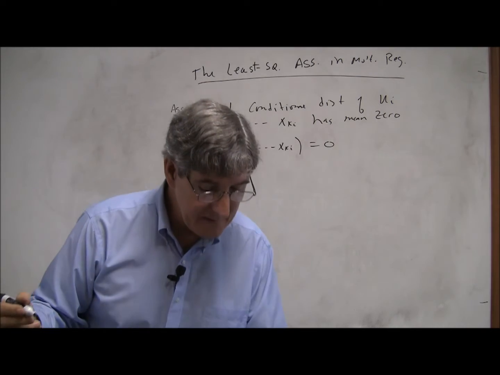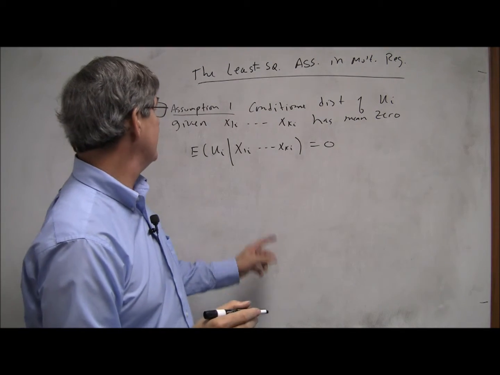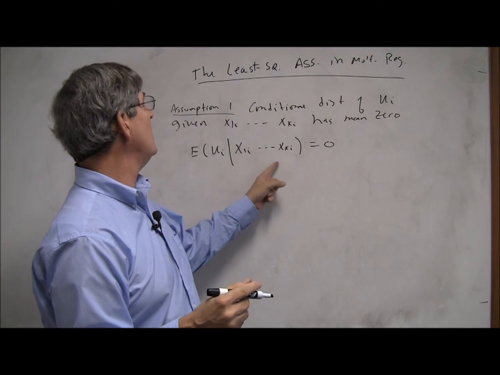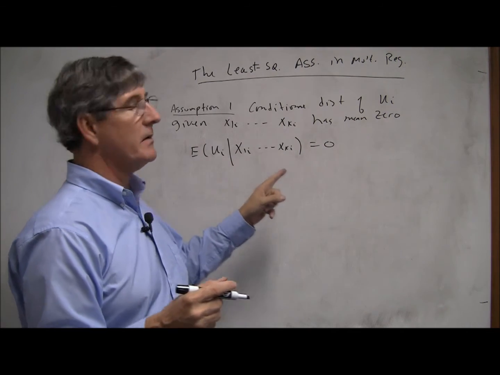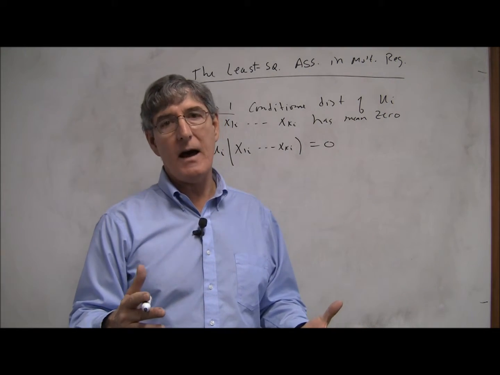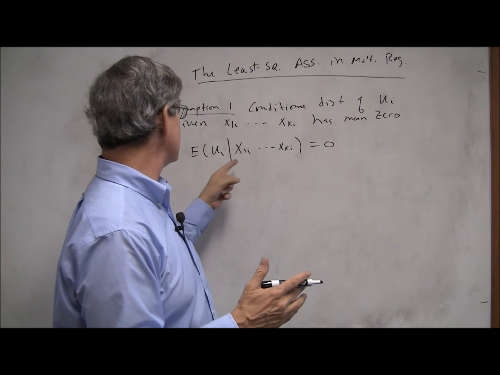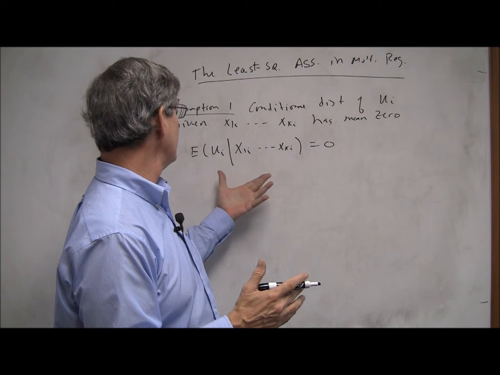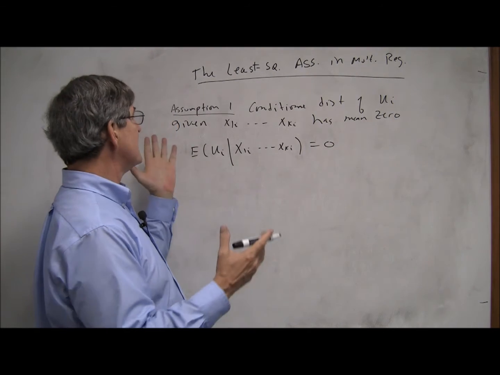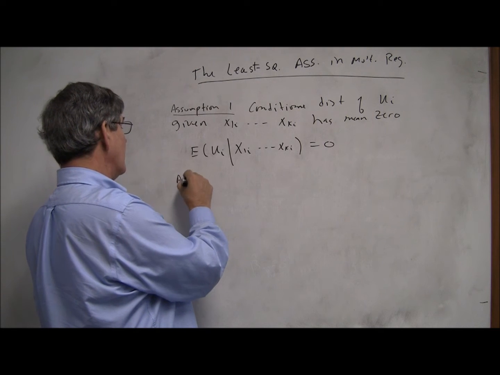The main way that this will be violated is if the error term is correlated with any one of the x's. That's going to create troubles. And in general, what will happen if the error terms are correlated with the x's is we'll get bias in the model. So again, this just extends the assumption we had before.